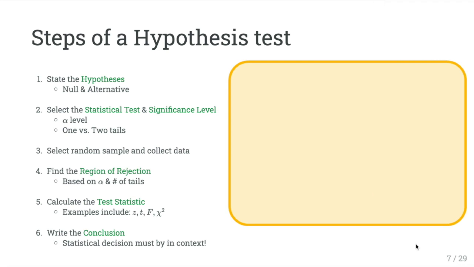Fifth is calculate the test statistic. This is going to be a z, a t, an f, a chi-square. These are going to be things that generally we don't interpret directly, but give us information in order to make a decision on significance. And then our last step is write the conclusion. And we're going to write our statistical decision in context of our research question. So we're going to go through each of these and make sure it's clear. But I want you to understand that each of these steps are very well laid out, and they're not things that you just have to make up.